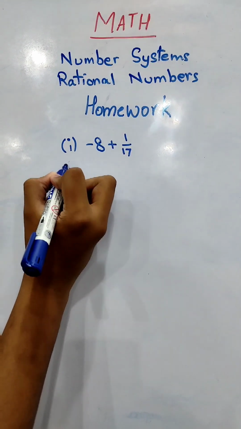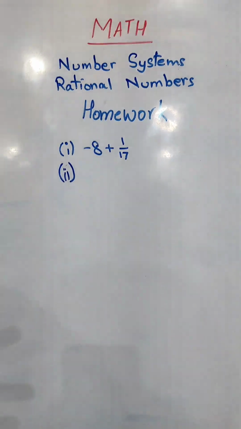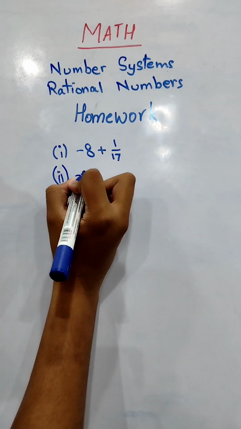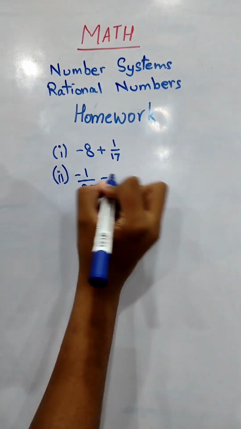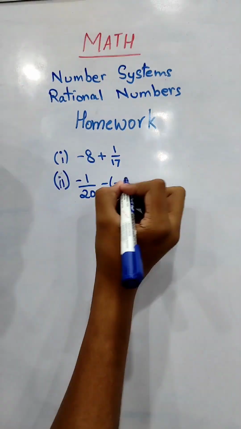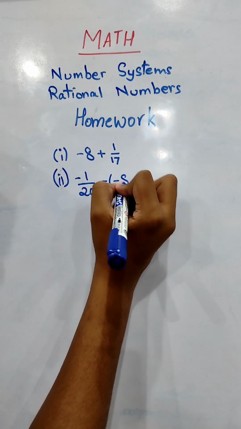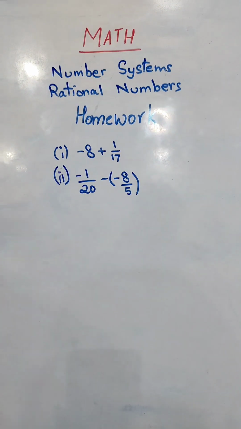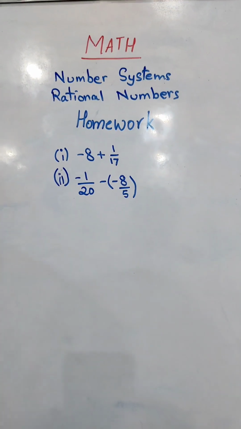Okay, and then the second one will be subtraction, which is similar to addition. We'll be taking minus 1 by 20 minus of minus 8 by 5.